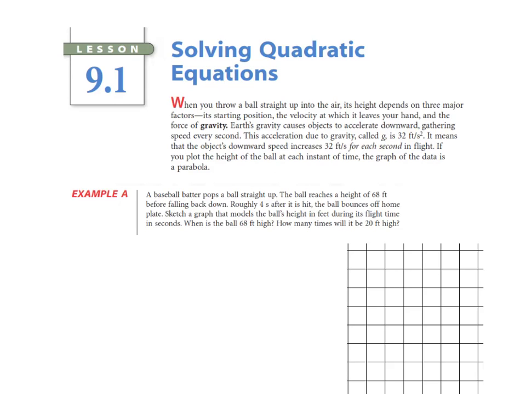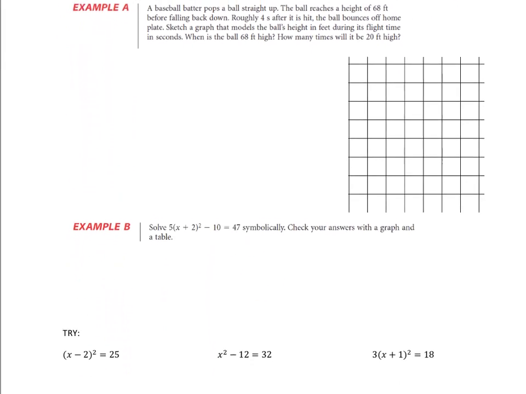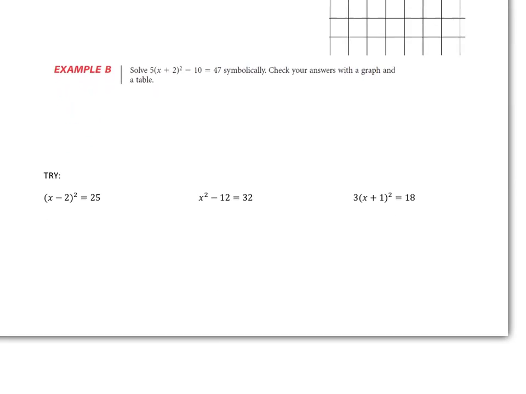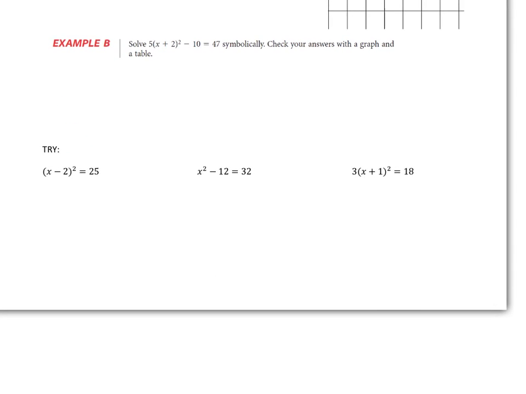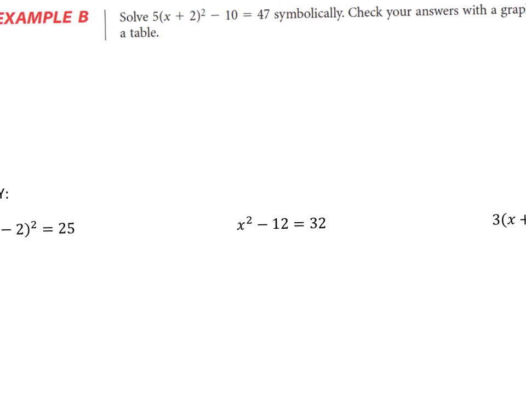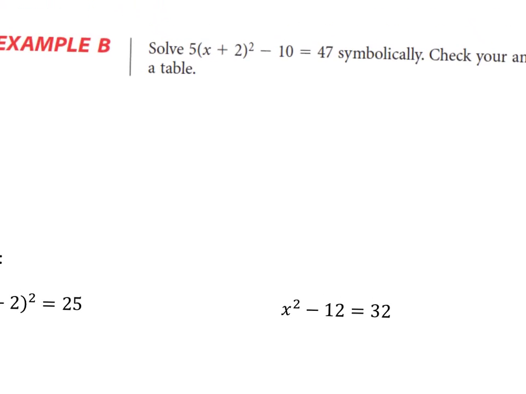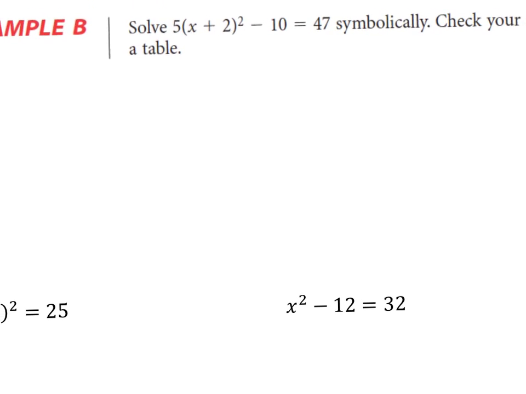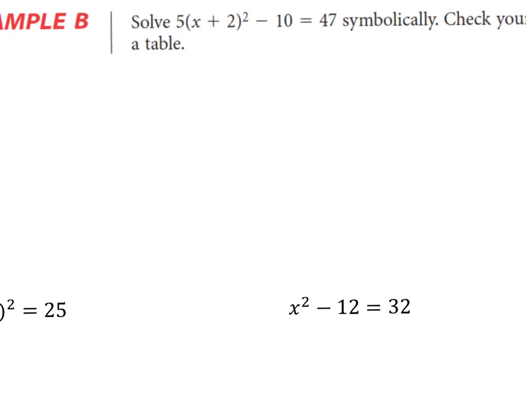Now, in section 9.1, we've already done examples A and C together, dealing with launched objects. So now we are going to do example B, which is asking us to solve symbolically. And all that really means is to solve by hand. Okay? And you can always check your work by using a graphing calculator to graph it and check the table.